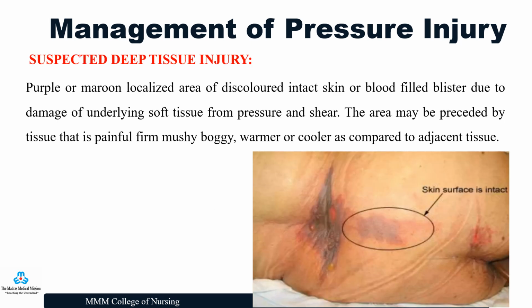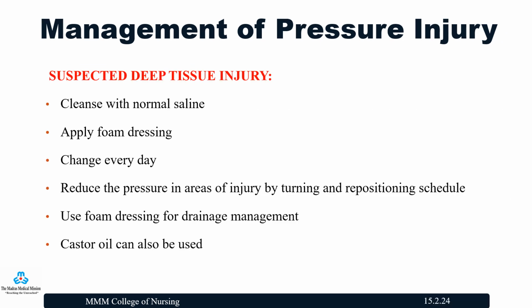Deep tissue injury. So that is a purple or maroon localized area of discolored intact skin or a blood-filled blister due to damage of underlying soft tissues from any pressure or shear. This area may be preceded by tissue that is painful, firm or mushy, boggy, and warmer or cooler as compared to the adjacent tissues. So this can be considered as a suspected deep tissue injury.